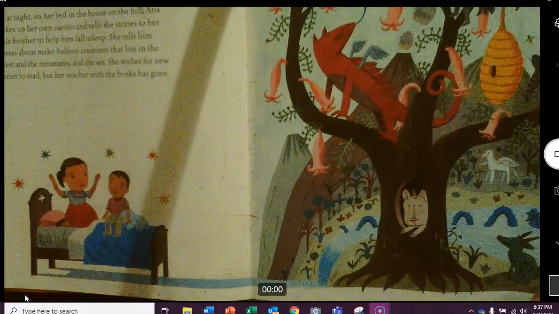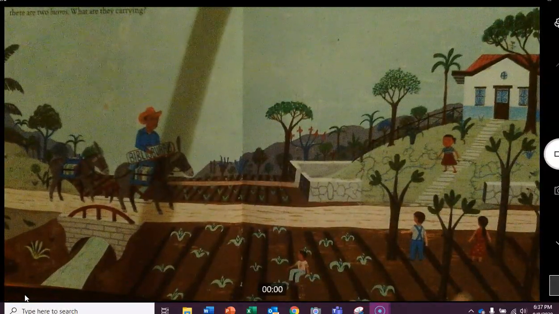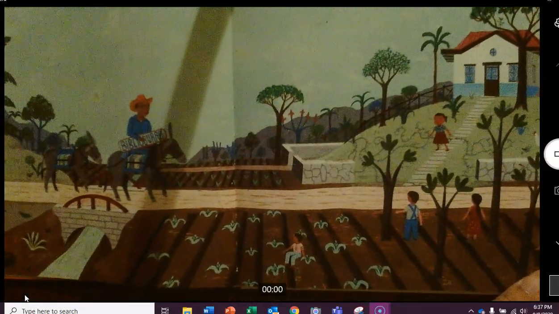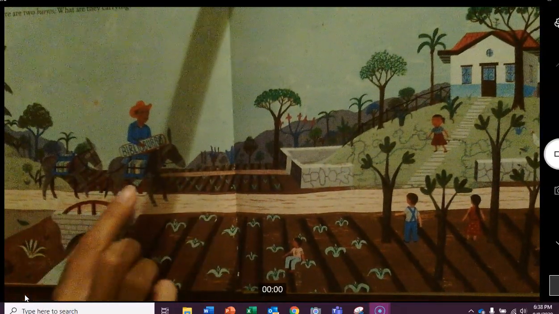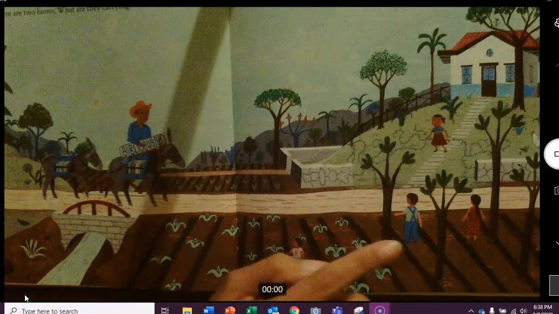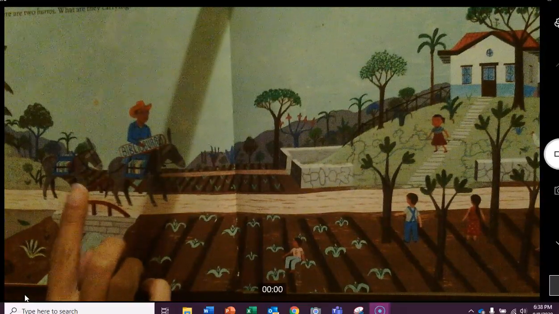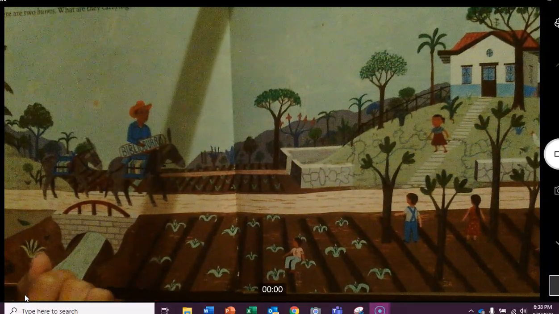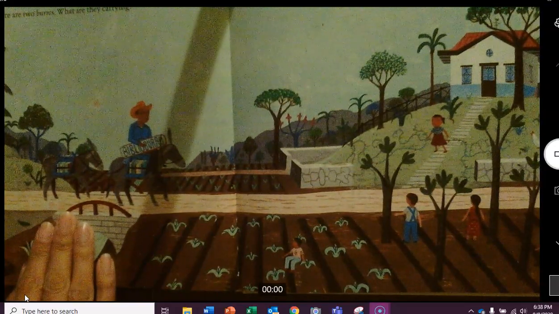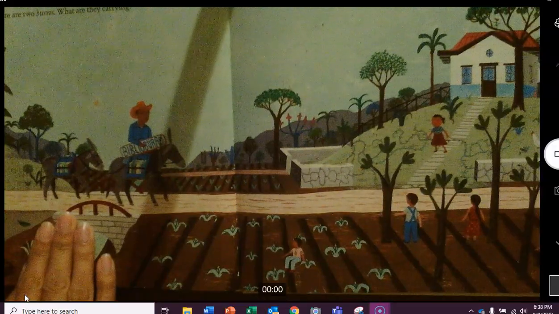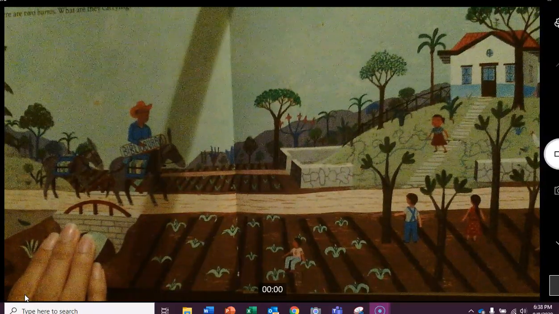Now I want you to wonder about another page. Let's take a look at this page. Looking at the key details, look at the key details throughout the picture. What is something that you wonder? I'm going to call on 3 students to share their I wonder question.